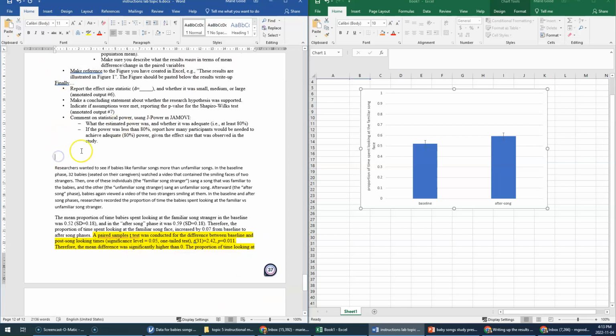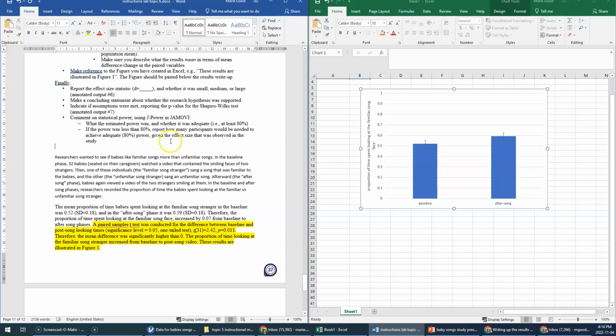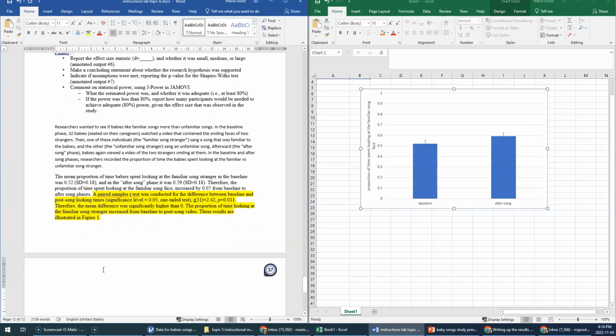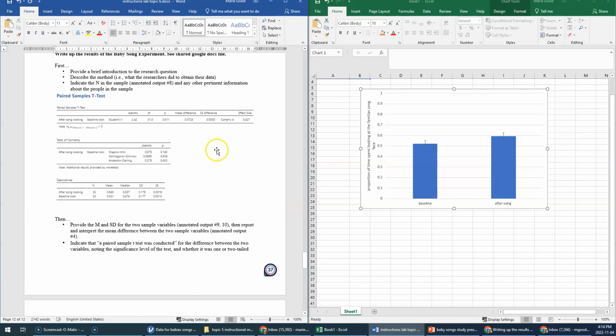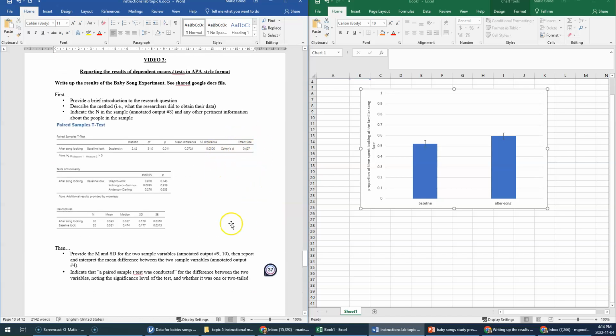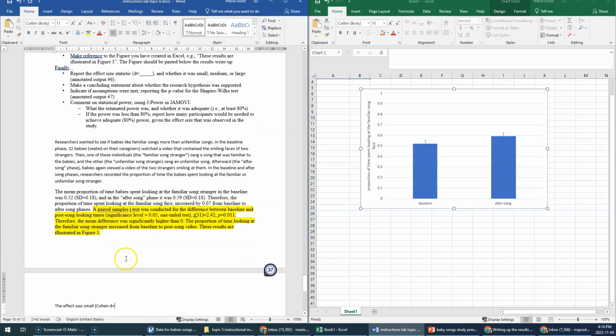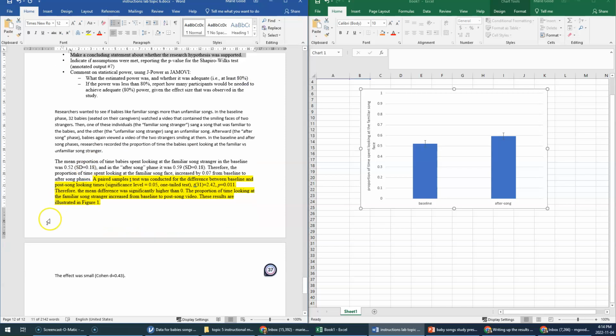The last part is to report the effect size statistic and just indicate whether it was small, medium, or large. The effect was small. Report Cohen's d of, here's the effect size, 3. Make a concluding statement about whether the research hypothesis was supported. In this case, because anytime your results turn out to be significant, your research hypothesis is supported.